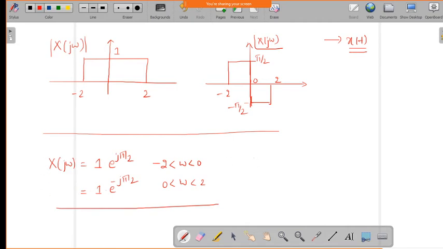So now we have to find out what is x of t. We know x of t is equal to 1 over 2 pi, integral from minus infinity to plus infinity of x of j omega into e power j omega t into d omega. So now put the values of x of j omega between -2 to 0 and 0 to 2, and you will get the value of x of t. Now try to do it.